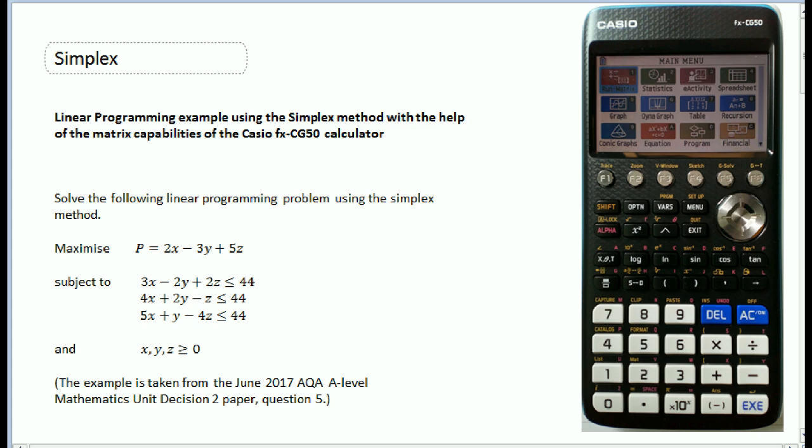I'll use the Casio FX CG50 calculator here, but you could use any calculator with the appropriate matrix manipulation capabilities, though the keystrokes might be different. Here is the example question.